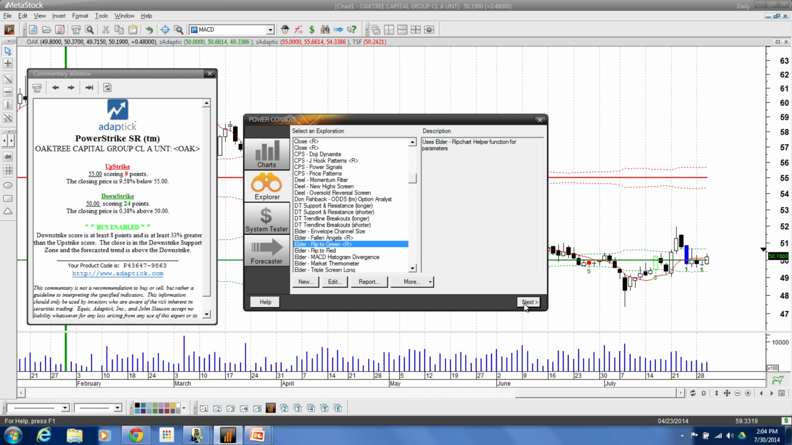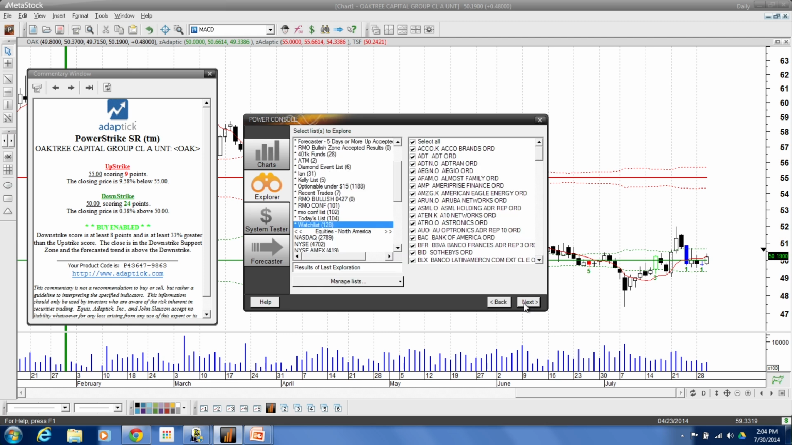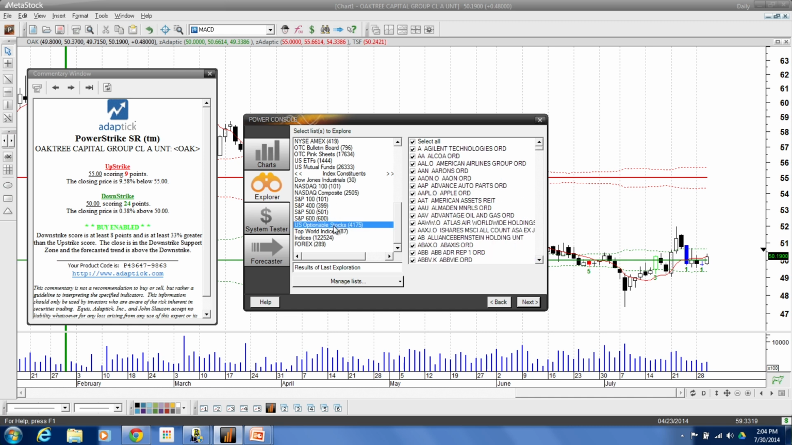And it's a great one for identifying reversals. So what we're going to do here is just go ahead and click Next, and then we can scan any list of stocks that you want. So if you're looking for optionable stocks, optionable stocks is a great one to scan because they are obviously related to option strike pricing, so that's a great one to scan.